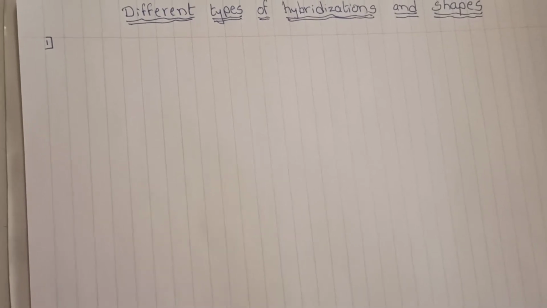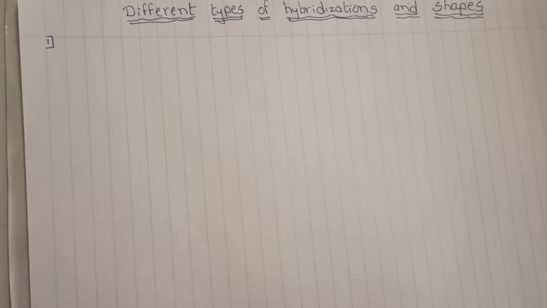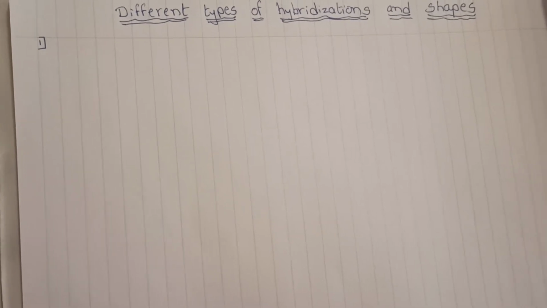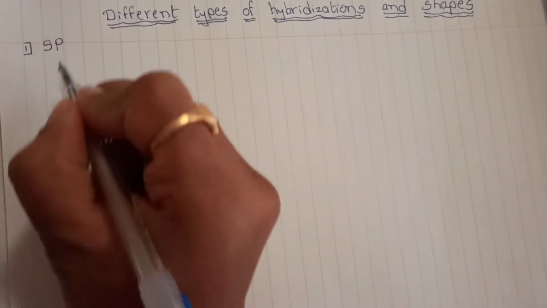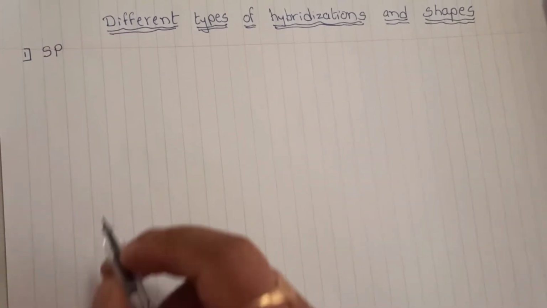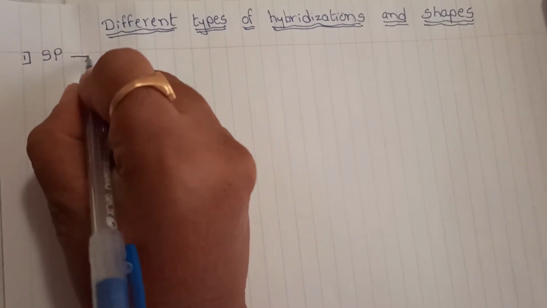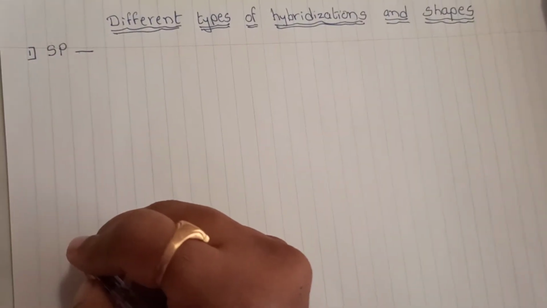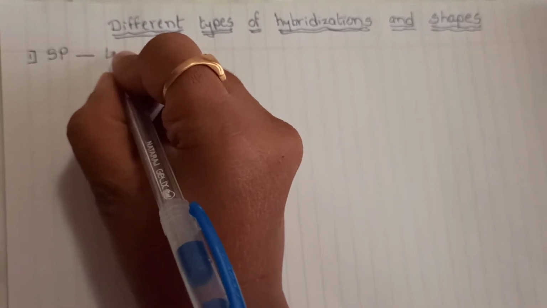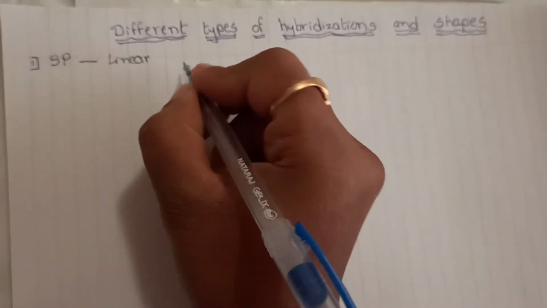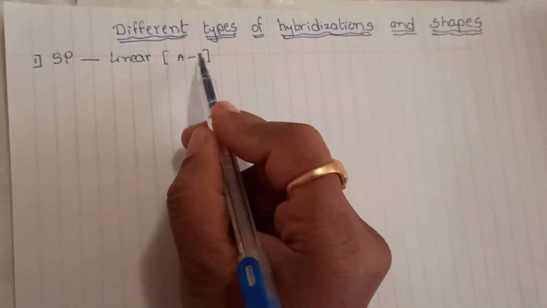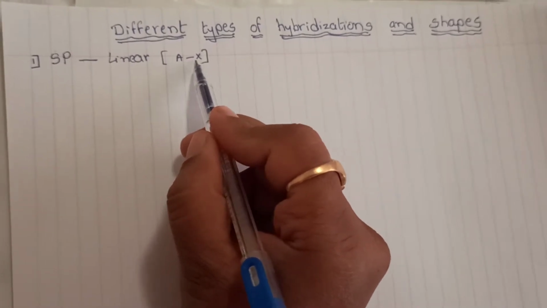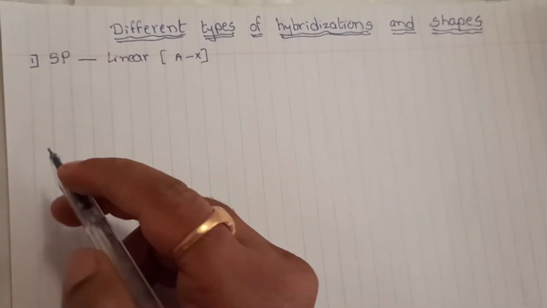According to VSEPR theory, we know that there are different types of hybridizations. Minimum 2 orbitals should undergo hybridization, so one s orbital and one p orbital. Whenever one s and one p orbital undergo hybridization, we get only one geometry, that is linear. Linear means you can assume it this way. So two atoms in this molecule will be attached in a linear fashion.